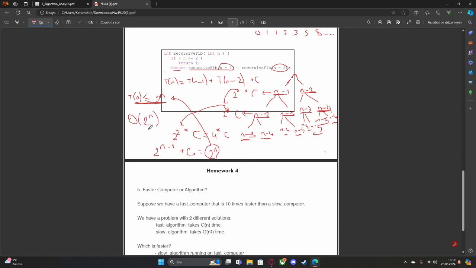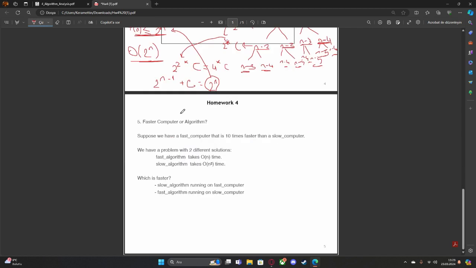And now let's continue with the last example, faster computer or algorithm. Suppose we have a fast computer that is 10 times faster than a slow computer. We have a problem with two different solutions. The fast algorithm takes n time, the slow algorithm takes n squared time. Which is faster, the slow algorithm running on a fast computer or the fast algorithm running on a slow computer?